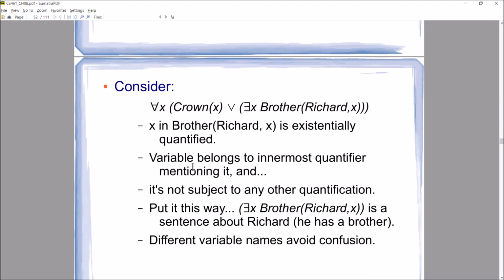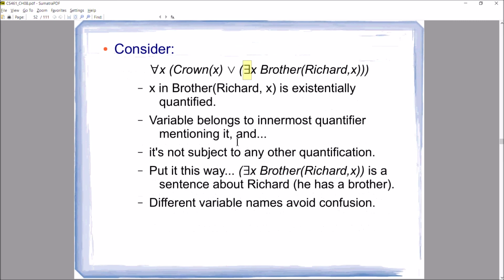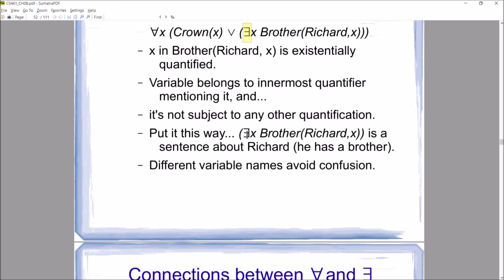So what that's saying is you have a sentence about Richard, and you're saying that he has a brother. So Richard is the brother of somebody, of some x. That's what that x is referring to. This x is not subject to the universal quantifier because it belongs to the innermost quantifier in terms of the parentheses. Okay, so if you want to avoid confusion, like in any programming language, just use different variable names.